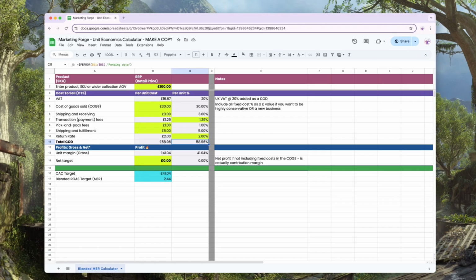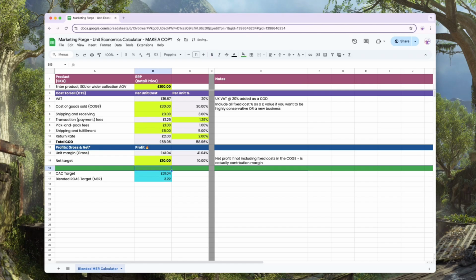58.96% of your sale value is made up of cost. You then have what is effectively your gross profit, so you've got £41.04, or 41%, to play with here. Let's say you want to make a profit of 10%.